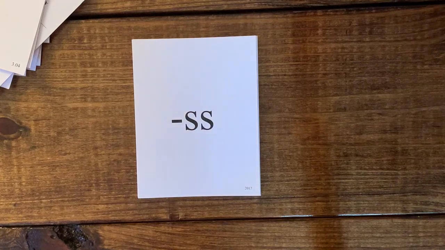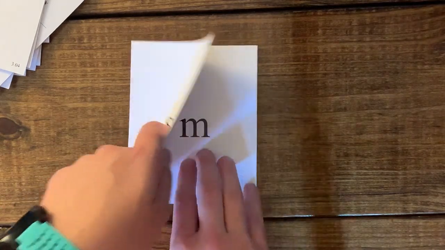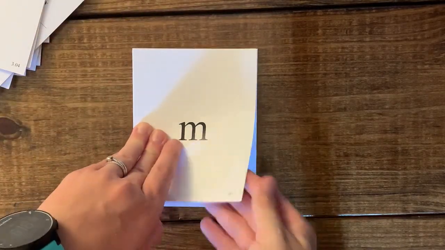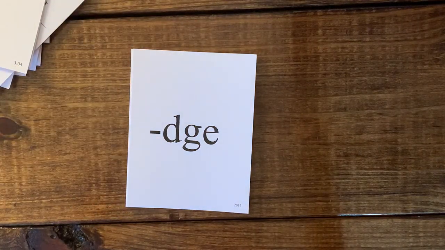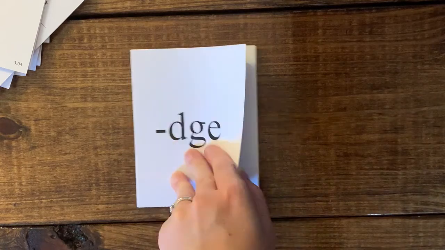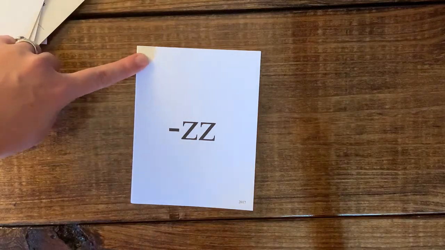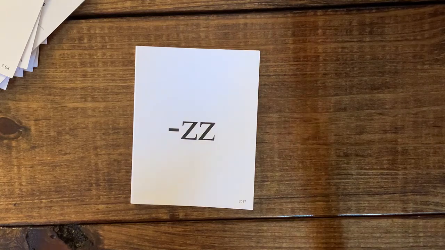At the end of a one-syllable word, after one short vowel, s is spelled s like class. Remember those short vowel pointers. M. J. At the end of a one-syllable word, after one short vowel, j is spelled dge. And this keyword is bridge. Z. At the end of a one-syllable word, after one short vowel, z is spelled z-z.